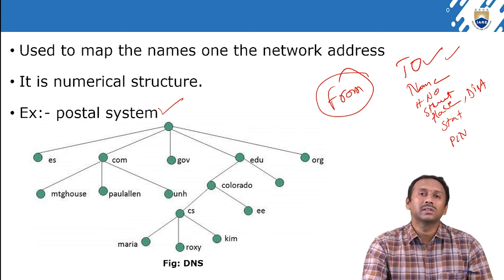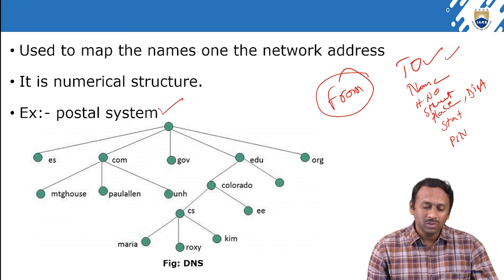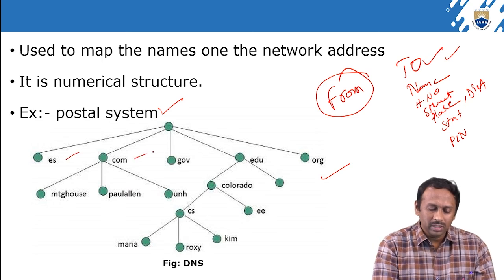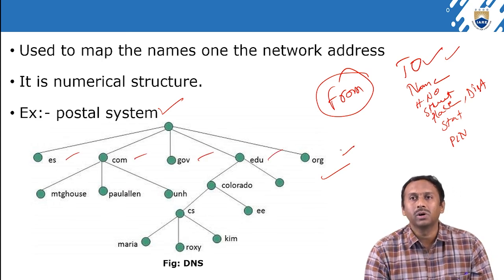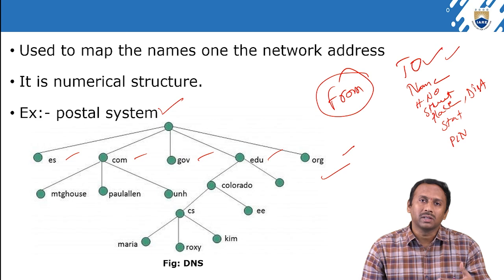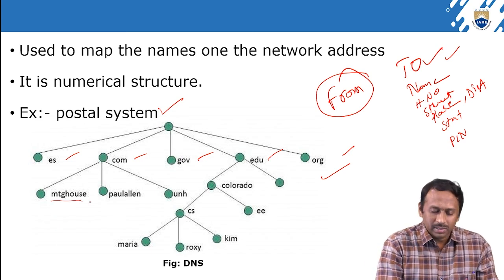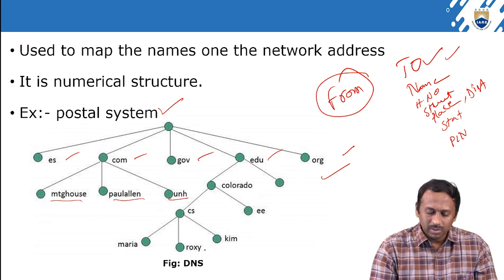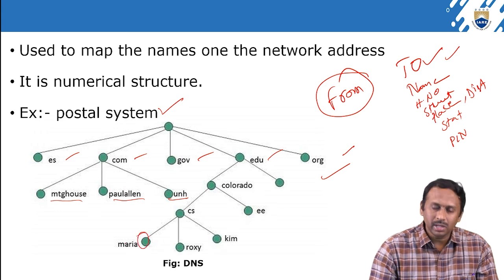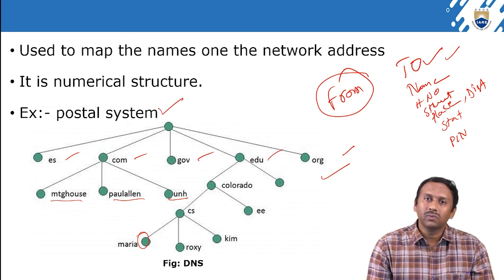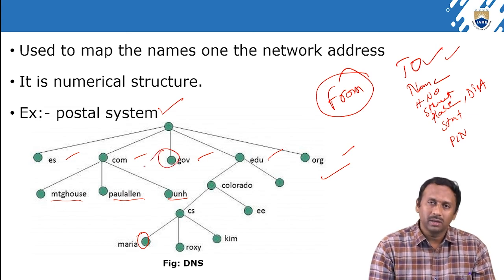In a similar way, DNS also works like the postal manner. If you observe this figure, here we have various domains: .es, .com, .gov, .edu, .org. Under these various domains, we again have many subdomains. Here, for example, MDZ house is in the .com, and there are some different subdomains. Suppose Maria wants to send a request to the government body.